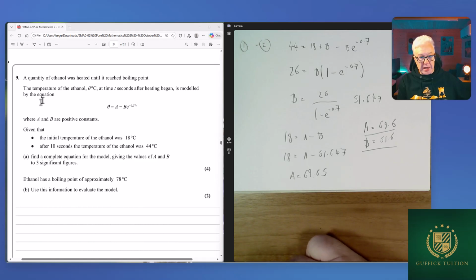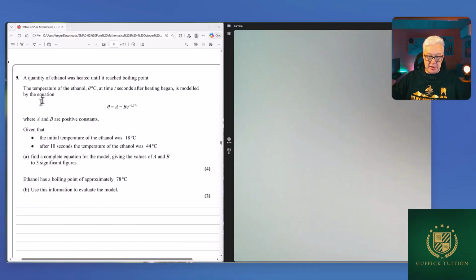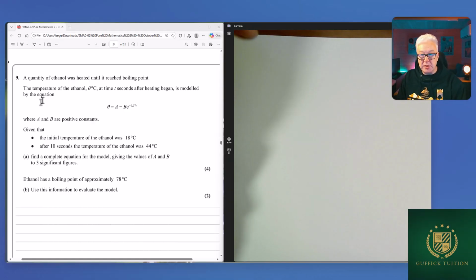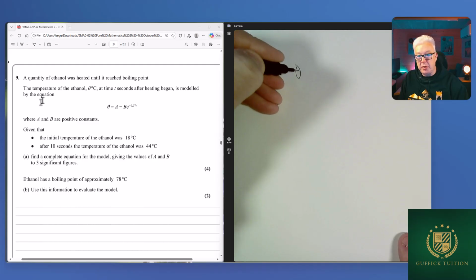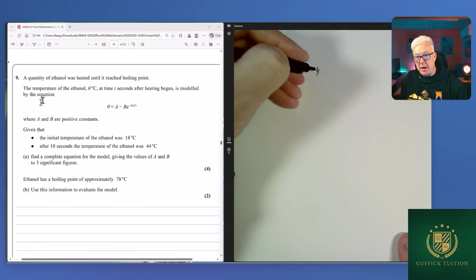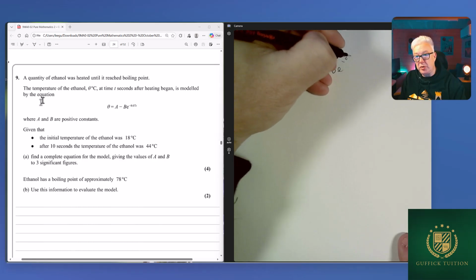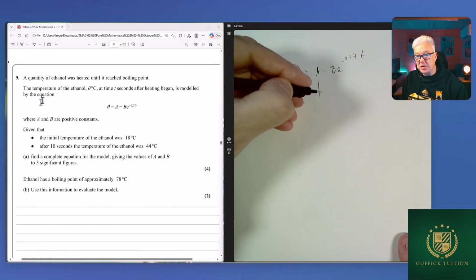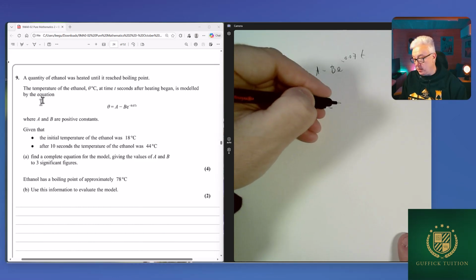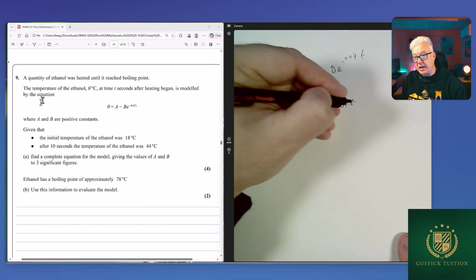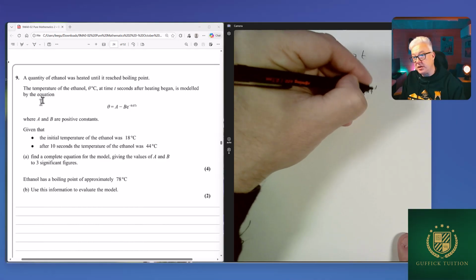Now, the next part of this question, it says ethanol has a boiling point of 78 degrees C. Use this information to evaluate the model. Okay, so let's have a look at that. Yes, now let's write down what our model is. So our model that we've got is theta is equal to A minus B e to the minus 0.07 t. Now we've just found that A is equal to 69.6 minus B, which is 51.6 e to the minus 0.07t.